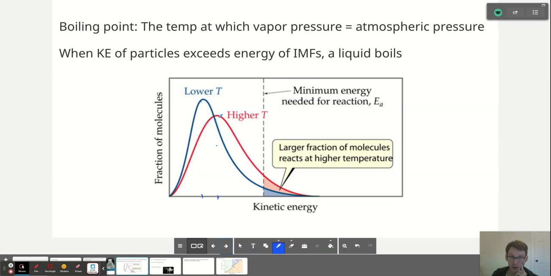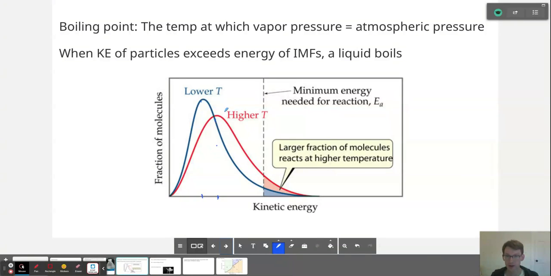That's why this peak is shorter. But you also have more particles with low and more particles with very high energy. And that's really important. You may be asking, why is it that there will be gaseous particles at 80 degrees Celsius when the boiling point of water is 100?